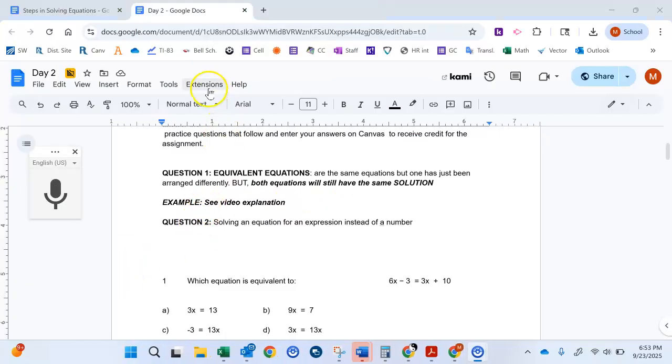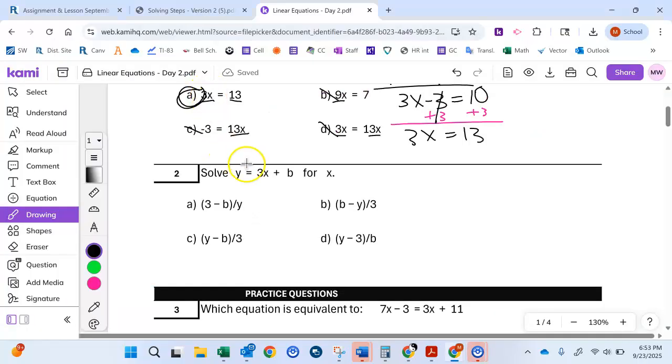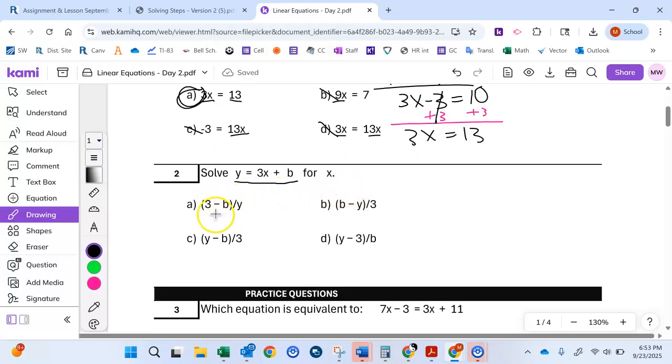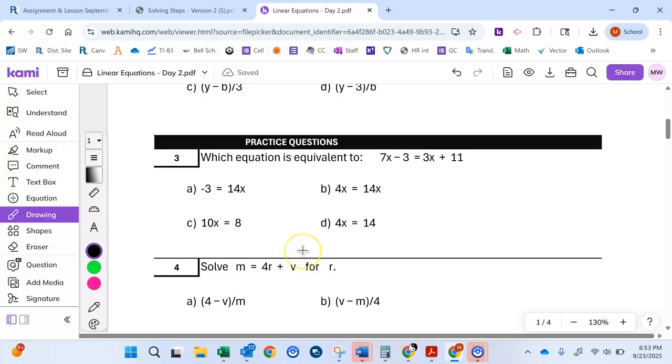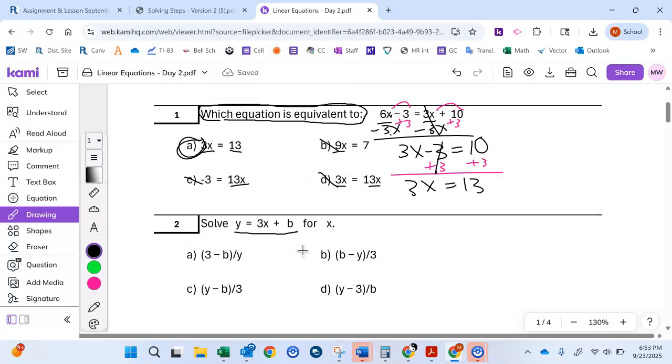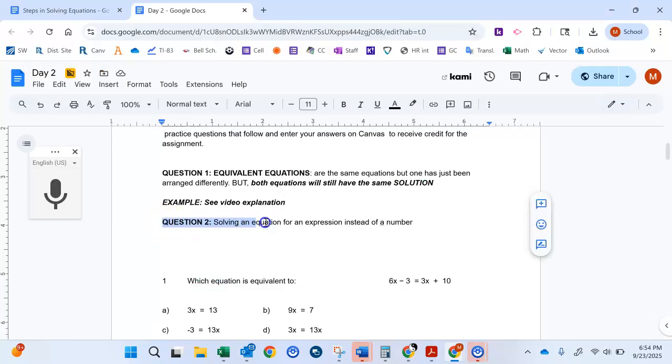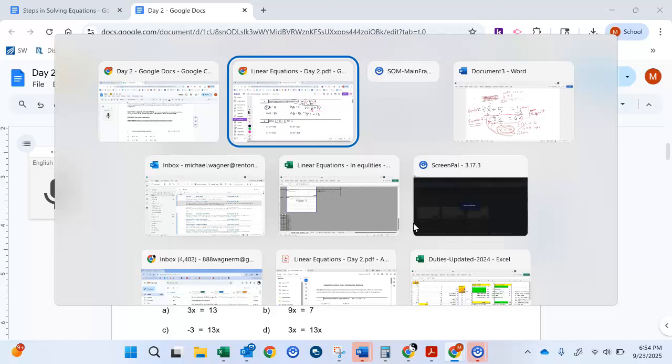Okay, so for question number 2, we've got this equation right here, right? And we're being asked to solve for x, which we normally do. But the answers are not numbers. They're expressions with variables and a number. They're not a number like we're used to. Okay, well, I want you to read this and make sure you translate it. And we're going to go through this process, and I'm going to show you an example, okay? So let's go to this.